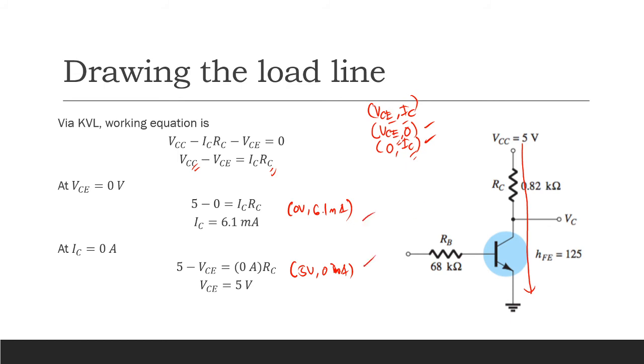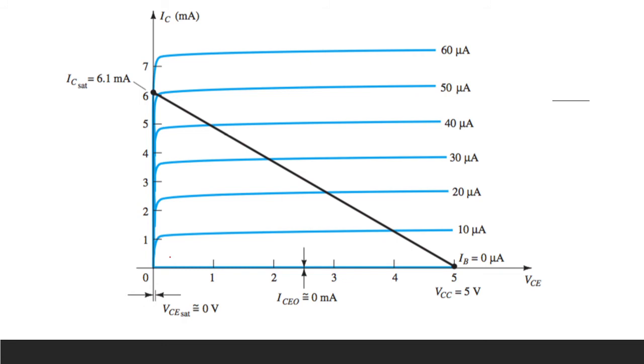I-plot na natin siya sa circuit. That is, at VCE is equal to 0, your IC is 6.1 milliamperes. And that is, at IC is equal to 0, your VCE is equal to 5 volts. Then, kinonect lang natin sila. You already have your load line.